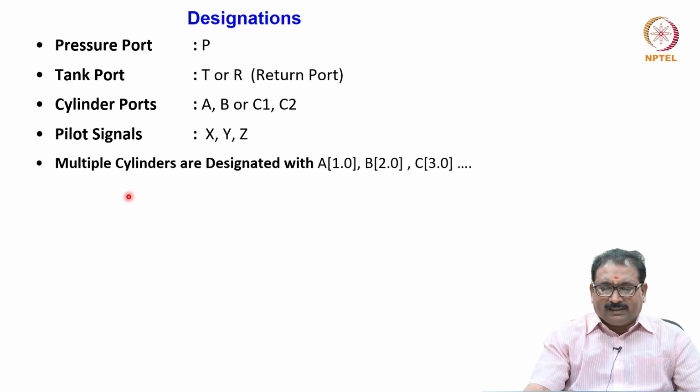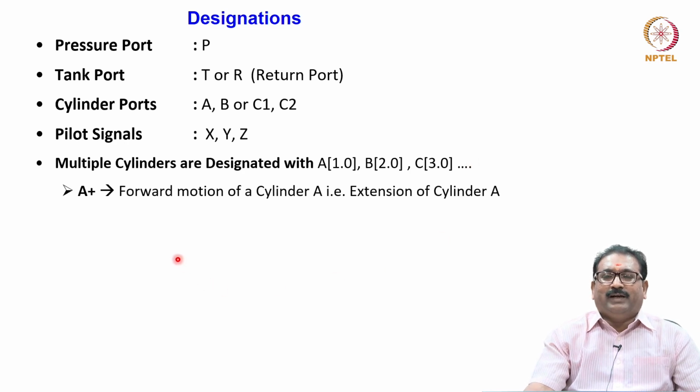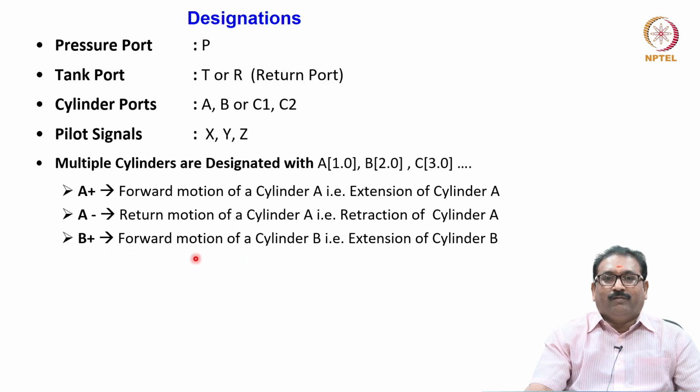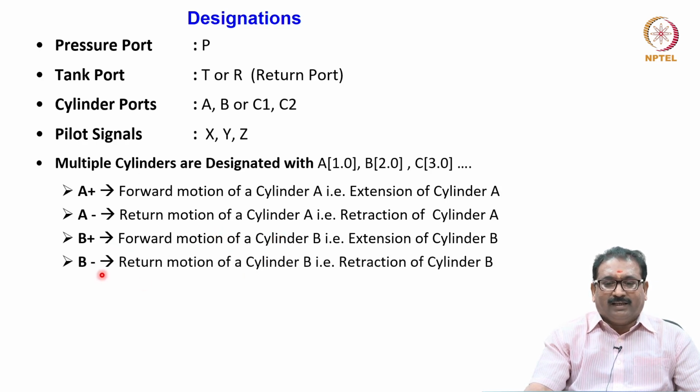If you are using multiple cylinders, they are represented in the circuit as A [1.0], B [2.0], C [3.0], like this, based on how many cylinders are used in the circuit. Also remember, friends, when I use A plus in the circuit, it designates the forward motion of cylinder A, and A minus the return motion of cylinder A. Similarly, B plus is the forward motion of cylinder B, B minus the return motion of cylinder B. For the exhaust port, generally in pneumatics, E is used.